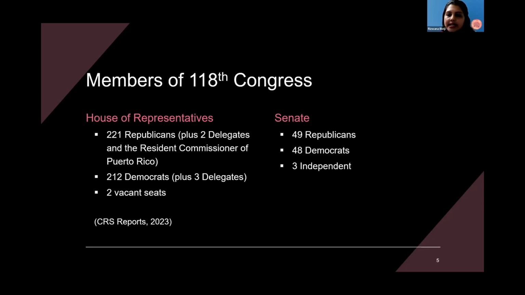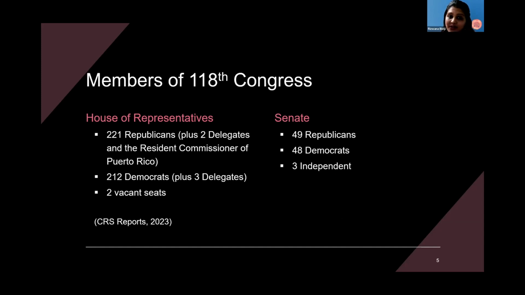So now we are in the 118th Congress, which spans from January 2023 to December 2024. So it is a 2 year cycle. And when it comes to House of Representatives, there are 221 Republicans, 212 Democrats, and 2 vacant seats, which means that there's a very small majority by about 7 seats for the Republicans.